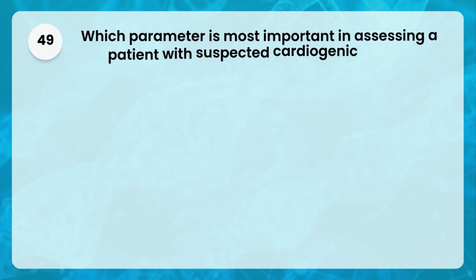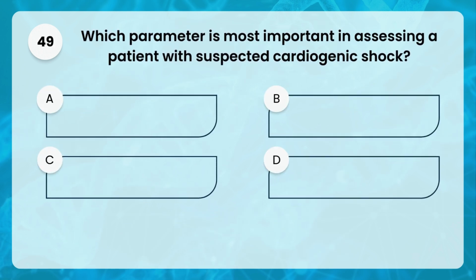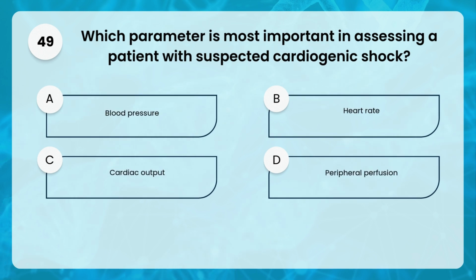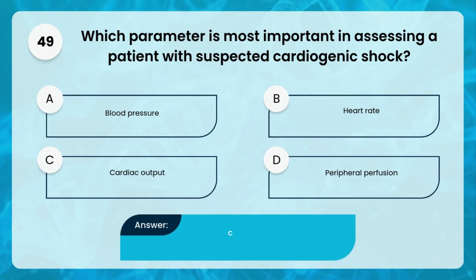49. Which parameter is most important in assessing a patient with suspected cardiogenic shock? A. Blood pressure, B. Heart rate, C. Cardiac output, D. Peripheral perfusion? The answer is C. Cardiac output.